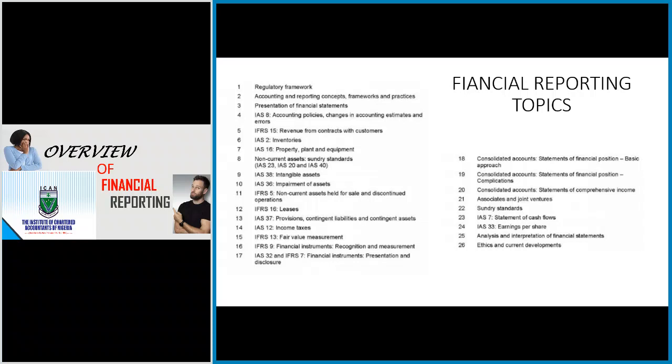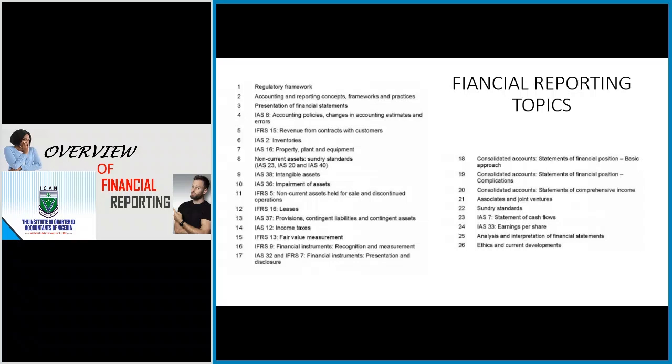Then the next topic is inventory, that is our stocks, how to account for it, how to record it, and how to present it in the financial statements. Basically, we'll be looking at IAS 2.